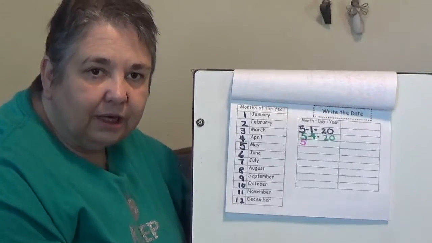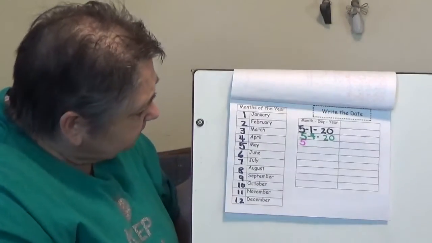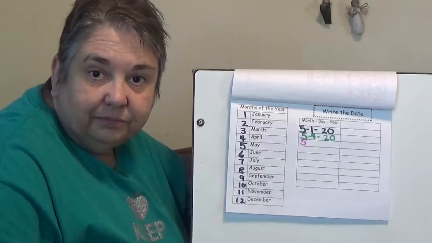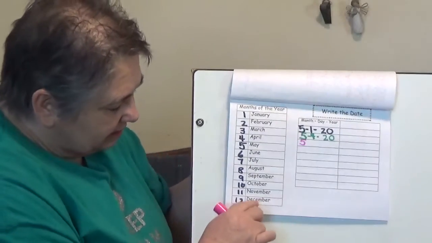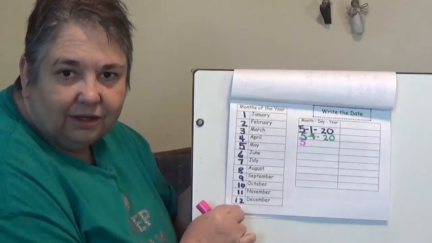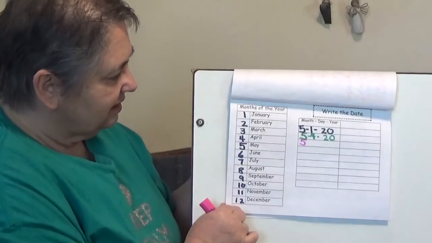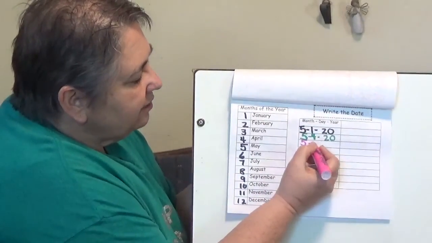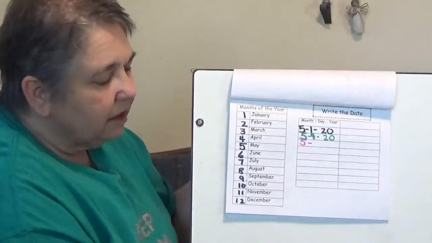What about Xander? What about December? Without even looking, December, the 12th month. That's when our Christmas season is. I'll put a dash between my numbers. What's my next number going to be?